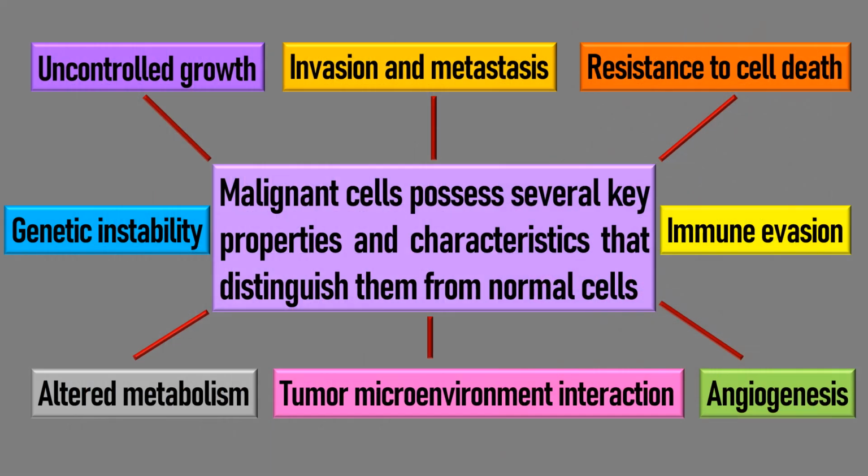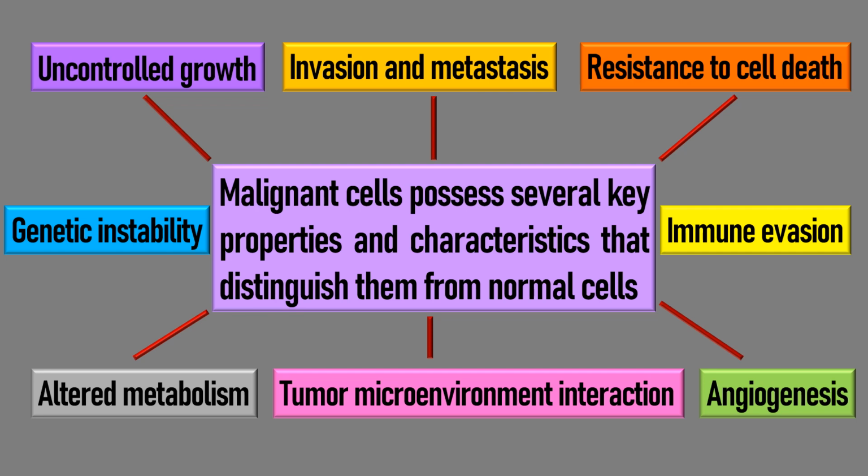Malignant cells possess several key properties and characteristics that distinguish them from normal cells. These properties include uncontrolled growth. Malignant cells divide rapidly and uncontrollably, leading to formation of tumors, invasion and metastasis. They have the ability to invade nearby tissues and spread to distant organs through the bloodstream or lymphatic system, forming secondary tumors.